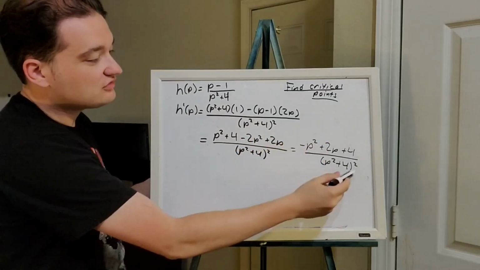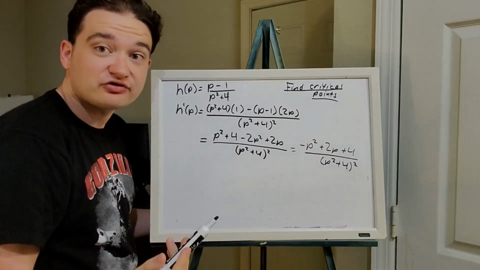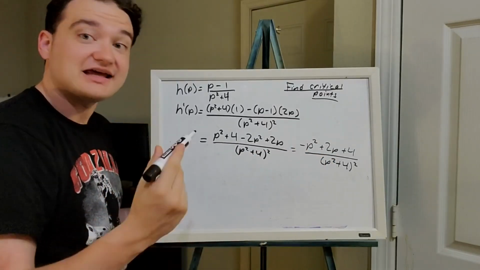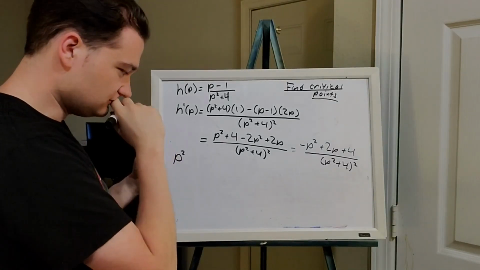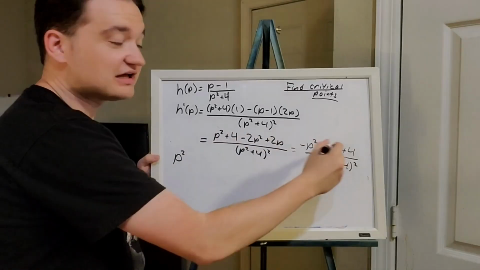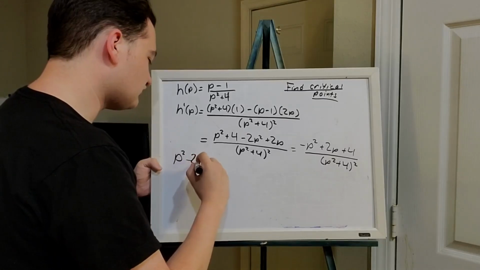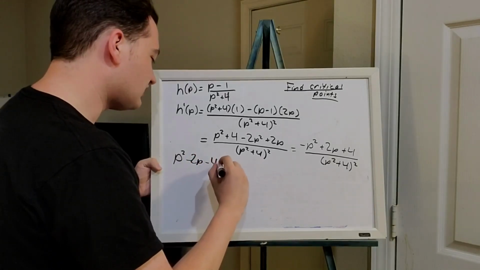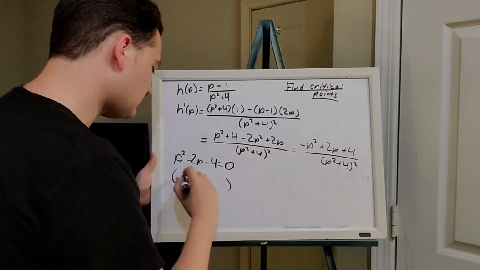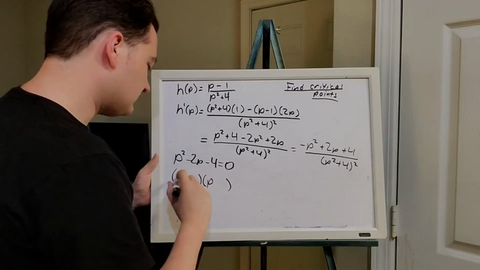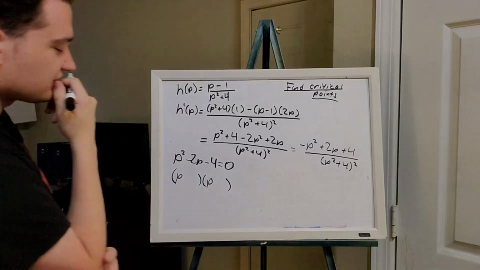Now we just have to worry about the fraction equaling 0. When does that happen? When the numerator equals 0. So we're going to set the numerator equal to 0. I'm just going to multiply this through by a negative. It'll be the same results. p squared minus 2p minus 4 equals 0. We're going to factor. So we're going to have p... Does this factor?